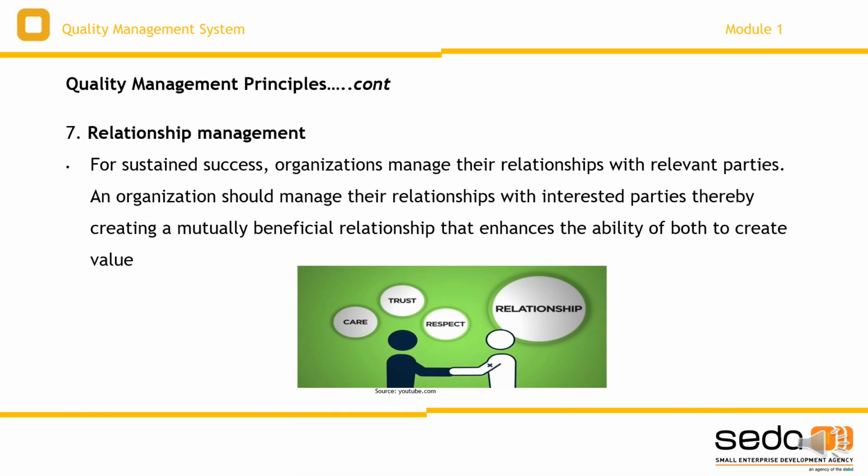As businesses, for us to succeed, we rely on other people or organizations. So we need to ensure that we manage this relationship with them in a responsible manner. For sustained success, organizations manage their relationship with relevant parties. An organization should manage their relationship with interested parties, thereby creating a mutually beneficial relationship that enhances the ability of both to create value. Ensure that you have a good relationship with your employees, with your suppliers, with your regulatory bodies, and that this relationship is based on trust and respect so that you can create value for each other.